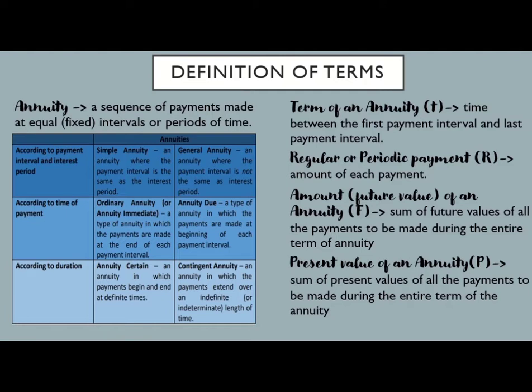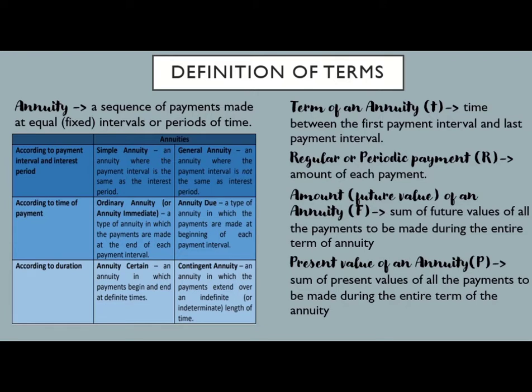Okay, so next, according to duration, we have annuity certain. An annuity in which payments begin and end at definite time. So, alam natin kung kailan mag-start and matatapos yung annuity. Okay, so next, the contingent annuity. It is the annuity in which the payments extend over an indefinite or indeterminate length of time. So, dito hindi natin alam kung kailan matatapos yung pagbabayad mo or yung payments mo.